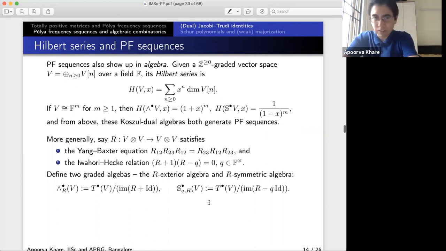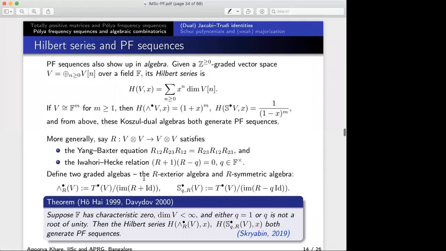For example, if R is simply the flip map, and q is equal to 1, then you get flip squared minus 1 is 0, that's true, and this would just become the usual exterior algebra and the usual symmetric algebra. Flip plus identity gives you wedge, and flip minus identity gives you the symmetric. So the above is a special case of this setting.